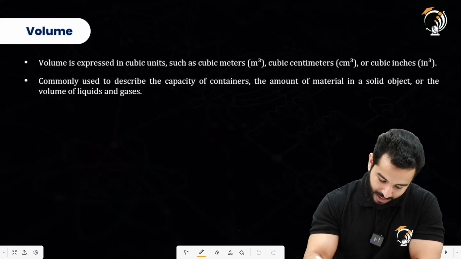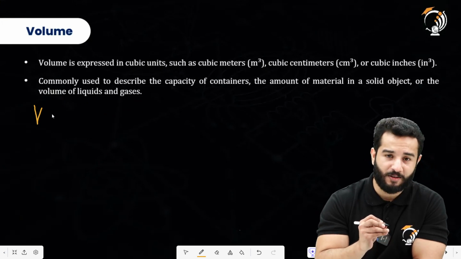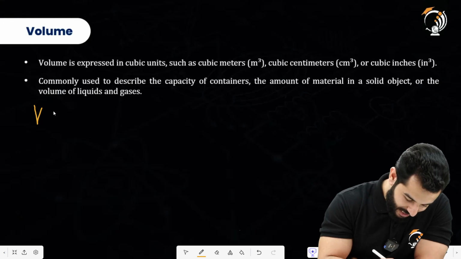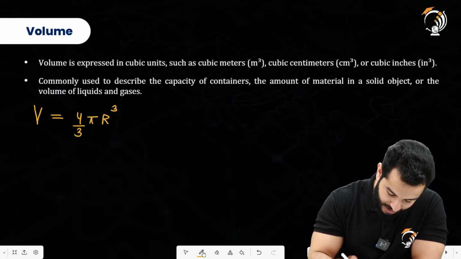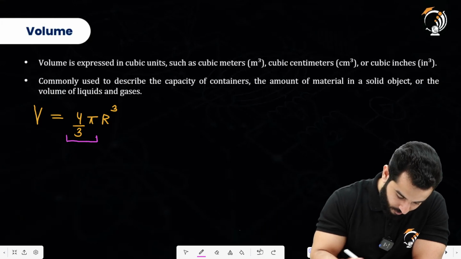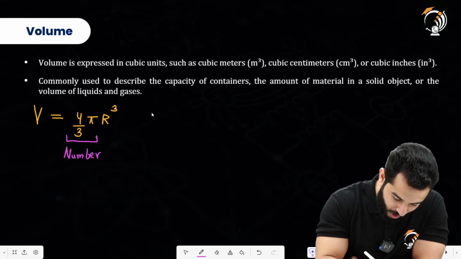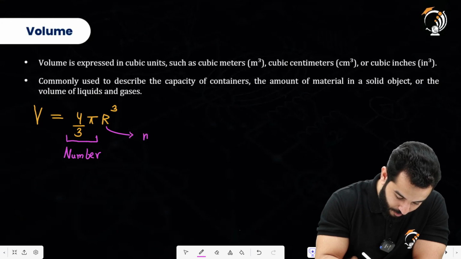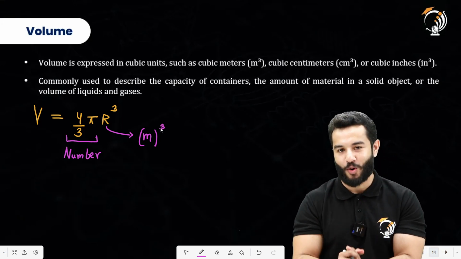Now I told you that the volume is actually the multiplication of the three dimensions. In this case, we actually read one example as 4 by 3 pi r cube. Now please understand that here the 4 by 3 and pi is a constant, so it is just a number. And the unit of r is actually meter. So this is going to be meter cube, centimeter cube, millimeter cube, any system that you want to pick, right?